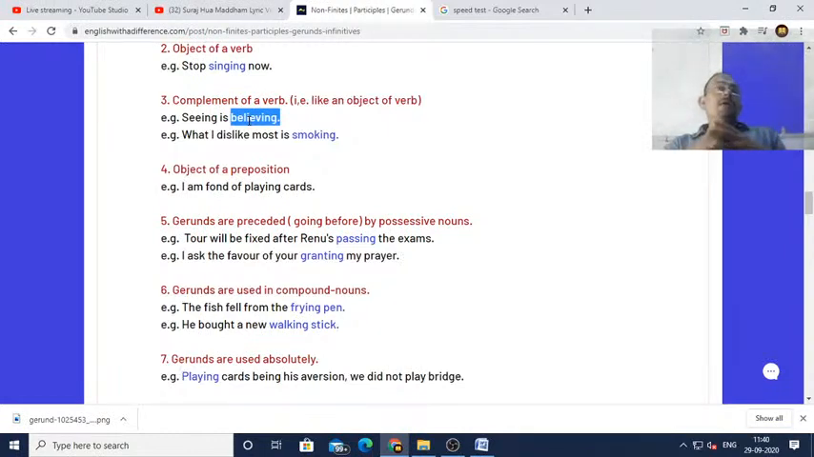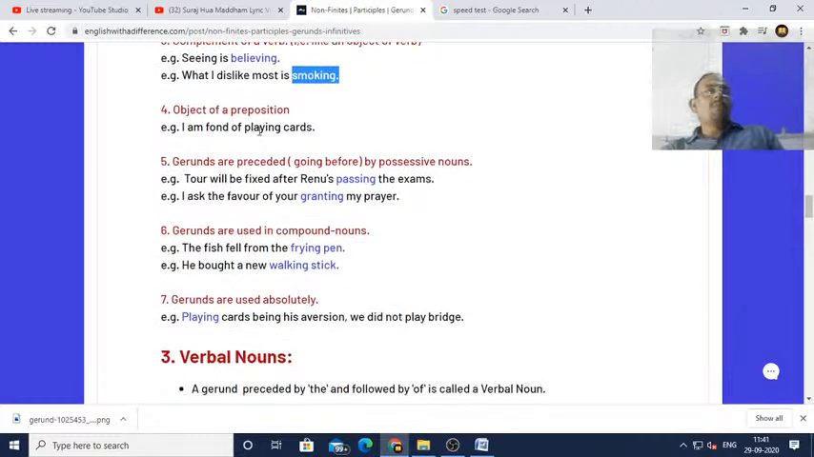But if the ing form of the verb goes after the be verb, then it is called complement of the verb. But if the ing goes after the main verb, the action verb, then it is called object of the verb. Like, what I dislike most is smoking. Here also smoking has come after is, which is a be verb, that is why smoking is used as complement of the verb.